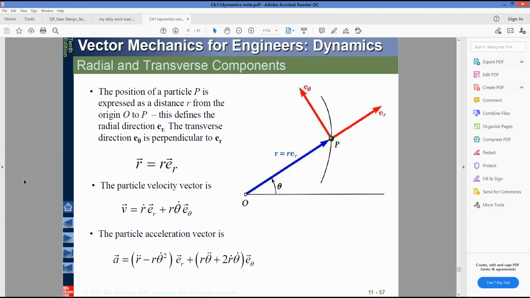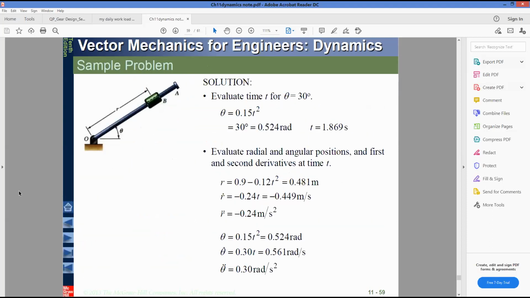r double dot minus r theta dot squared in the e_r direction, and r theta double dot plus 2 r dot theta dot in the e_theta direction. So this is your formula. So let's solve this one. Now put this value only.